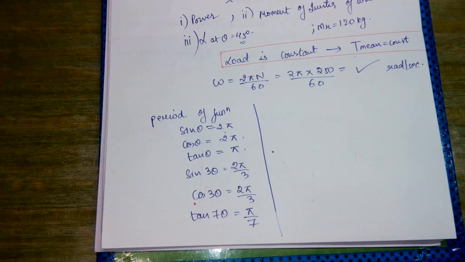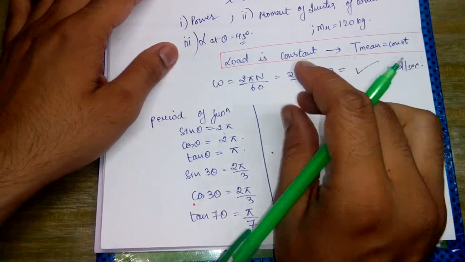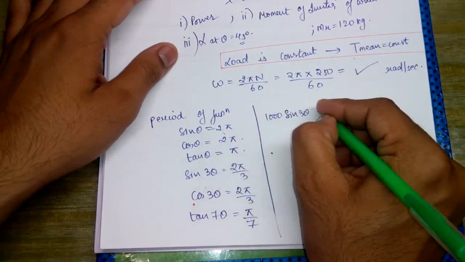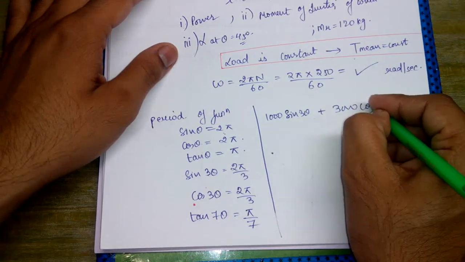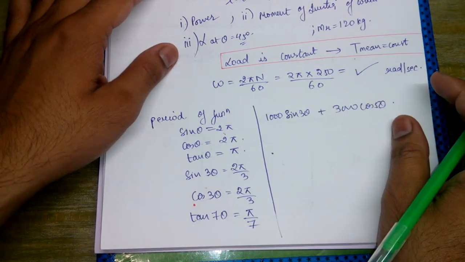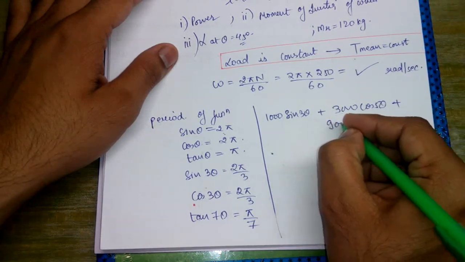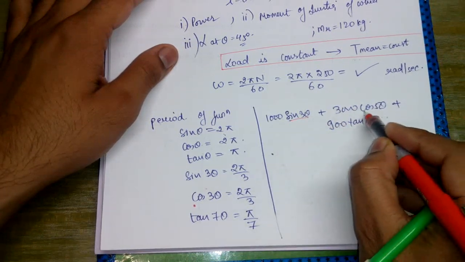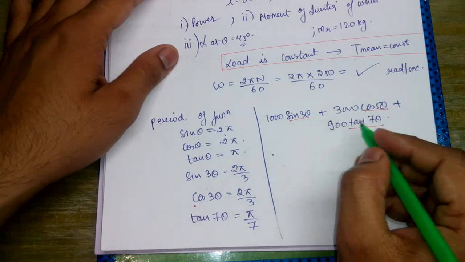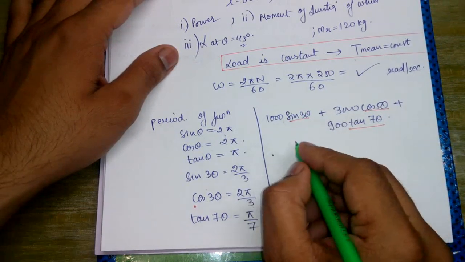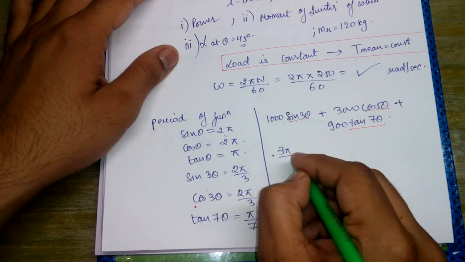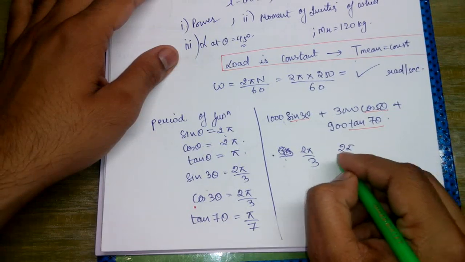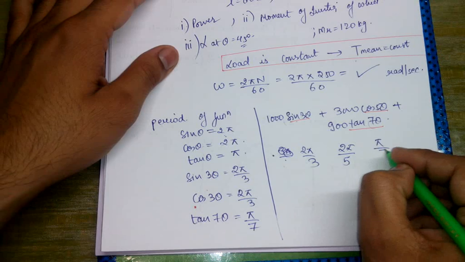Now, if the function is given as a combination, for example 1000 sine 3 theta plus 3000 cos 5 theta plus 900 tan 7 theta, we have been given three angles, that is 3 theta, 5 theta and 7 theta. So we will write down the individual periods: for this we have 2 pi by 3, for this we have 2 pi by 5, and for this we have pi by 7.